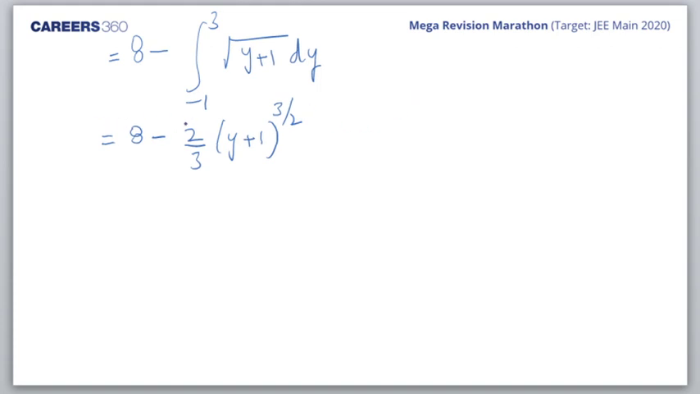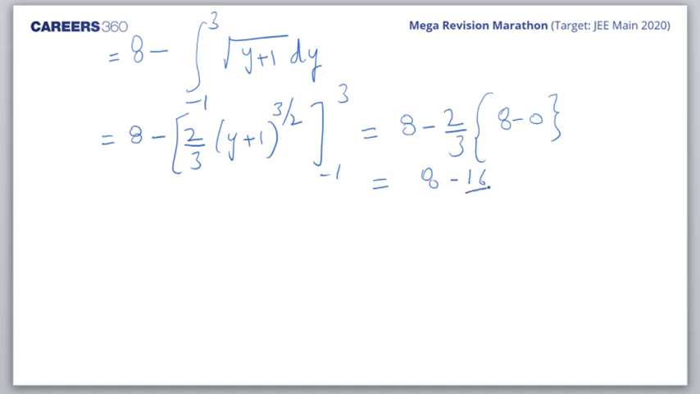Now I'll have to put the limits minus 1 to 3. So when you put 3, you'll get 4. I'll take 2 by 3 out. When I put 3, I get 4, and 4 under root is 2, so 2 into 4 gives 8. And when I put minus 1, I get 0. I hope this is okay with the students. 8 minus 16 by 3. So what do I get? 8 by 3 square units. I think that's the A part only.